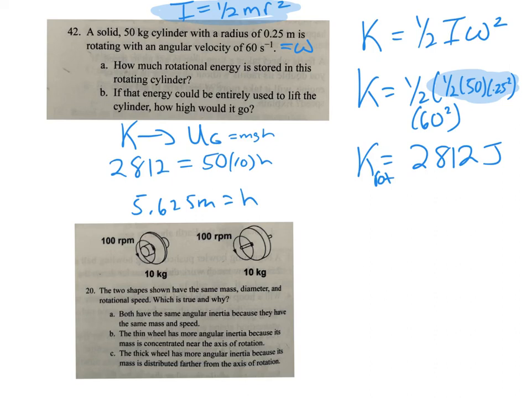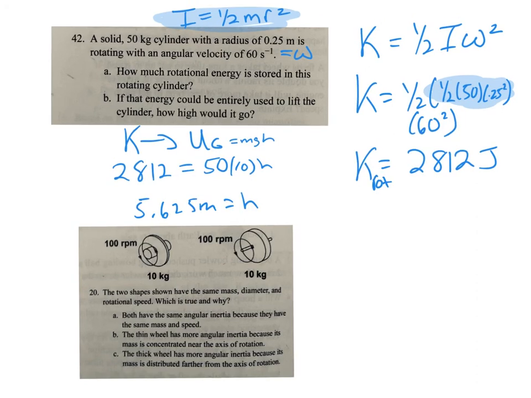So how hard is it to stop it spinning? Both have the same, okay? The thin wheel has more angular inertia because its mass is concentrated near the axis of rotation. Or the thick wheel has more inertia because its mass is distributed farther from the axis of rotation. And the answer to this one is indeed C.